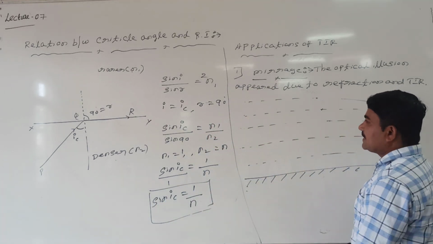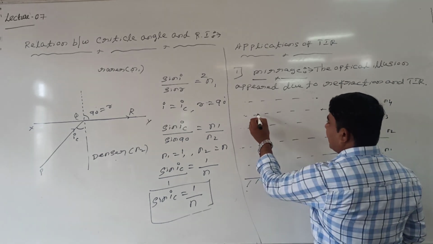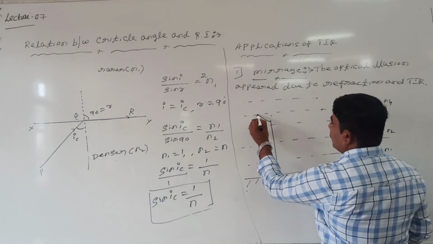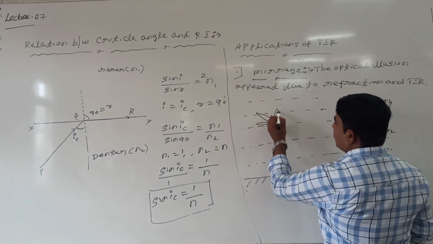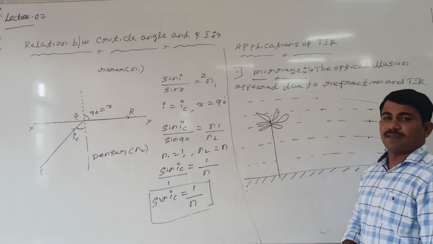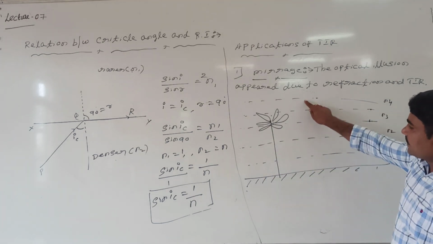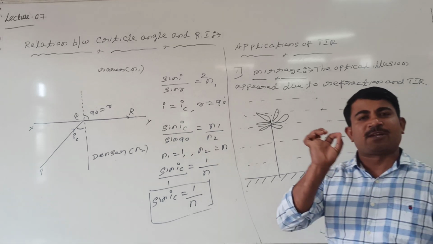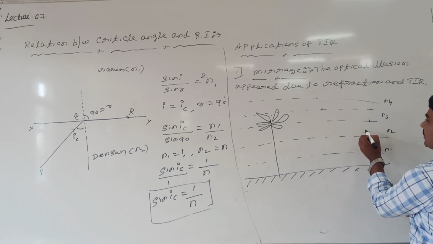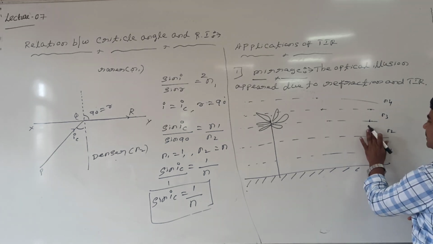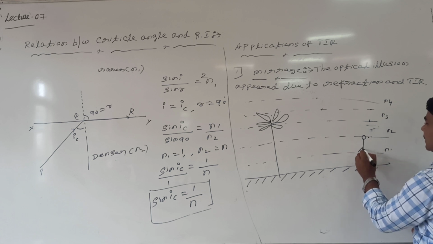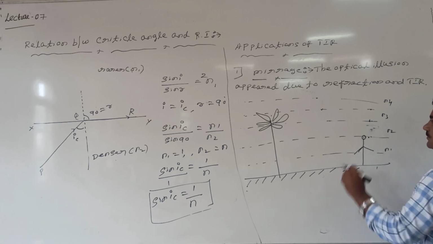Look at me. Consider on the earth surface, a tree is available. This is the tree. Simply, consider it is a tree on the earth surface. We know that the earth consists of different layers of different optical density. See here, when a ray of light travels, and consider he is the observer. The observer stands on the earth surface. Look at me, he is the observer.